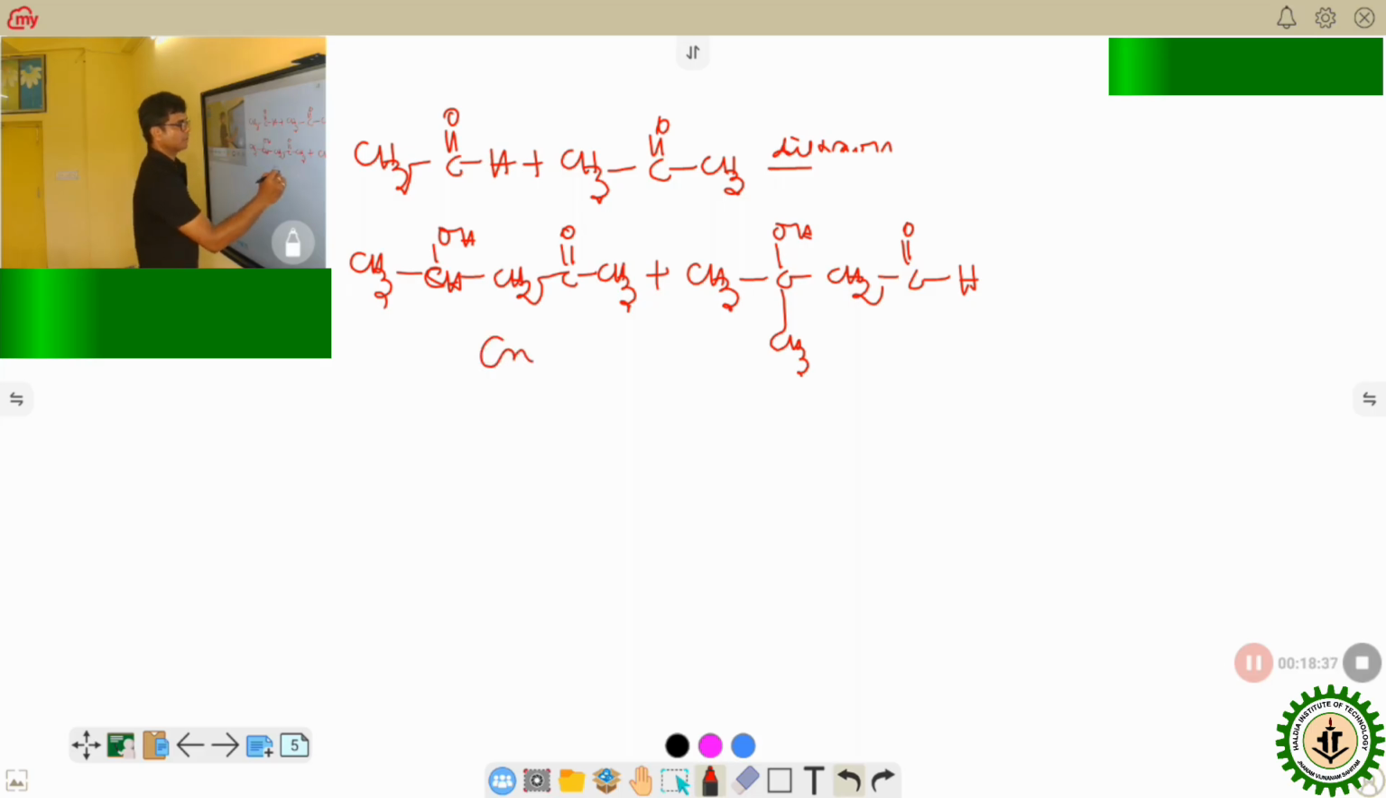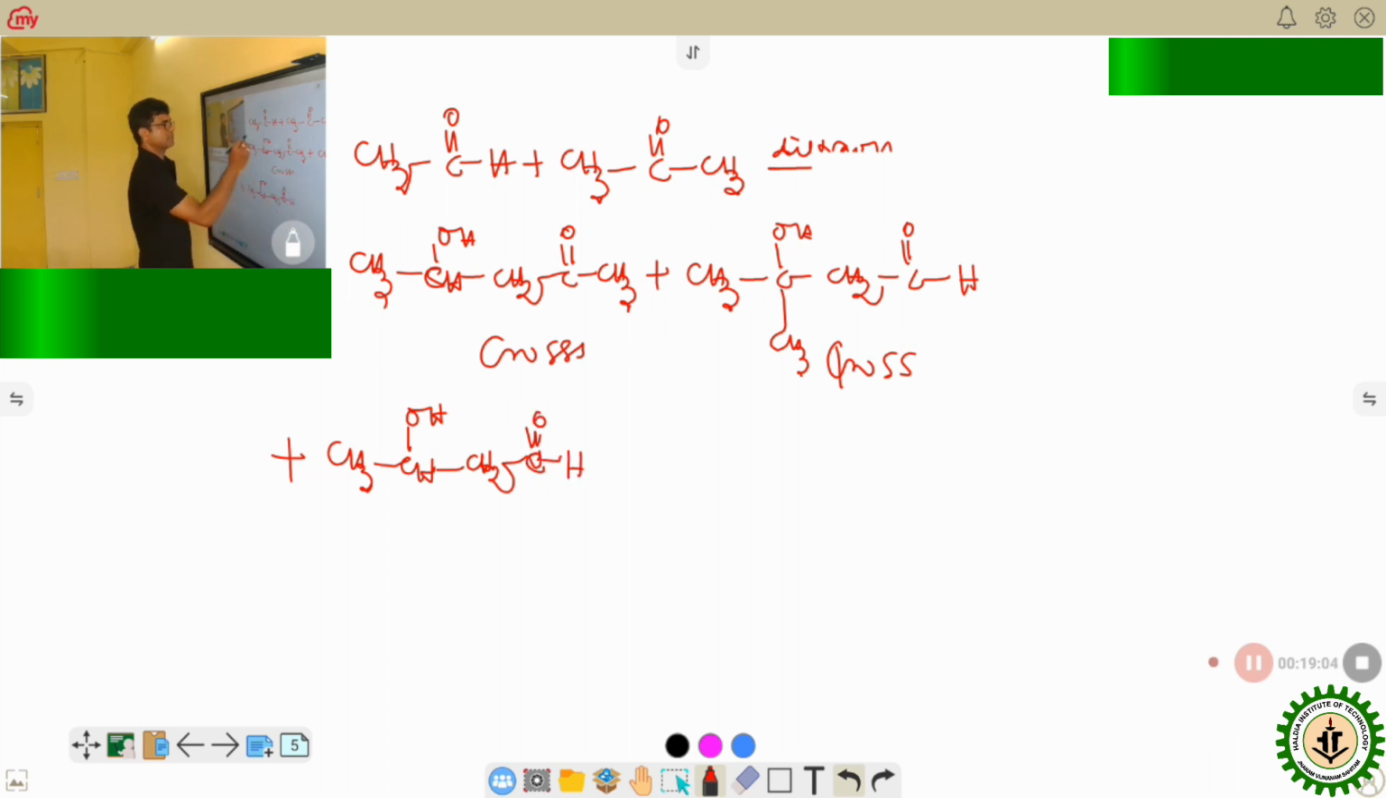So these are the cross products. This is also a cross product, plus self aldol from each molecule. So this is formed from the self aldol condensation reaction, and from this also we can have the other self aldol.